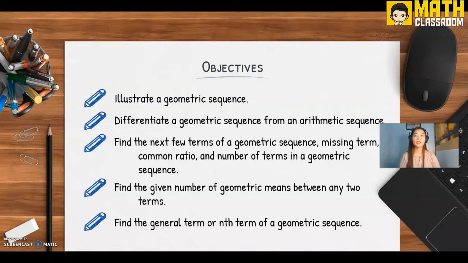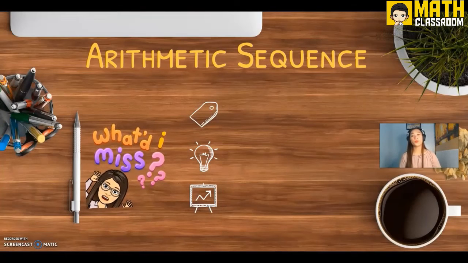So before we start, if you have any questions after the discussion, feel free to ask questions from your respective subject teachers. Let's start with a review.